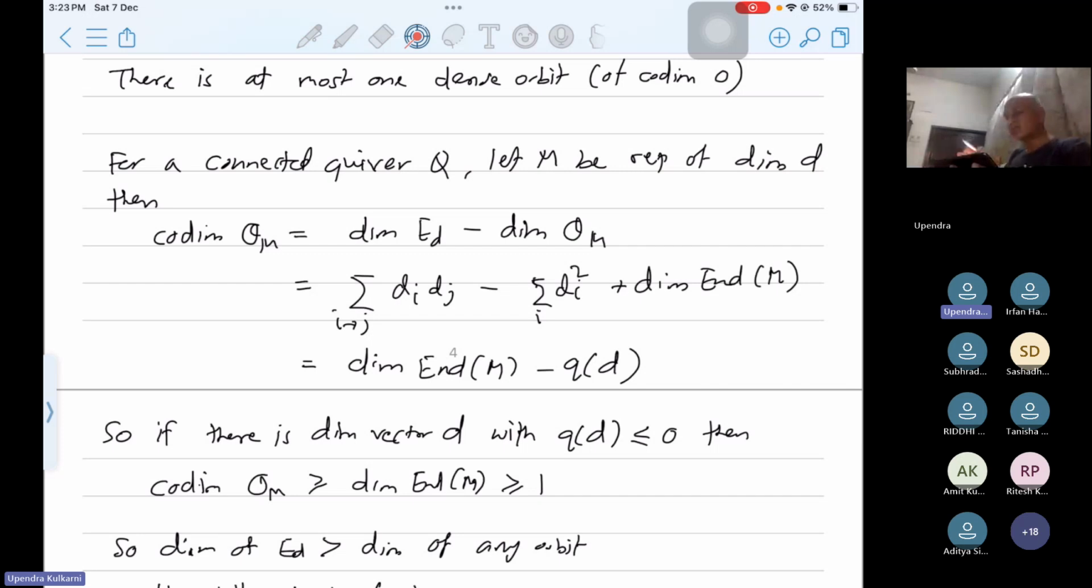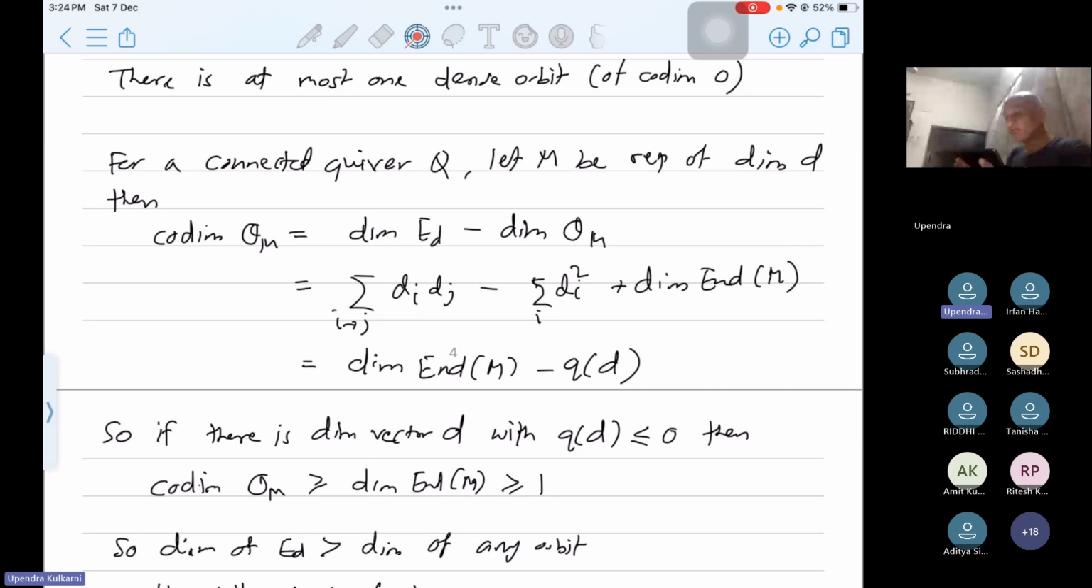Okay. So in this situation, I am really assuming that I'm working over an algebraically closed field, so my algebraic geometry works nicely. All right, so let us try to do the dimension count. So what does it say? Co-dimension is just the dimension of the ambient space minus the dimension of the orbit. That's just the definition of co-dimension.